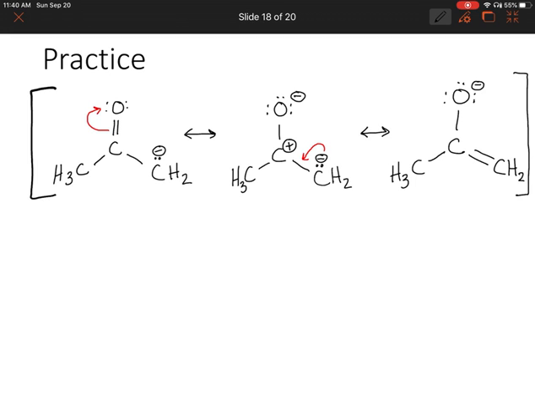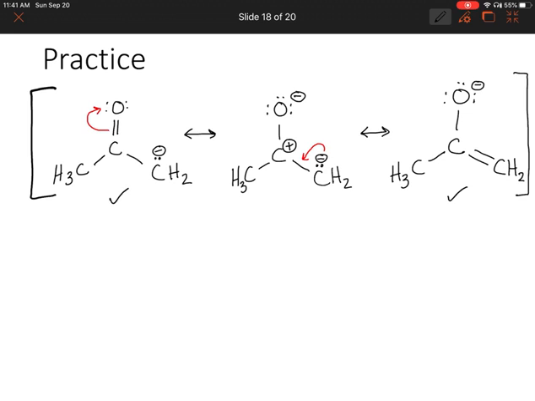And now let's rank them. So which resonance structure is our major contributor? Which one follows all of the rules? Okay, so let's think about octets. Which structures have octets for each atom? So this one does, this one does.